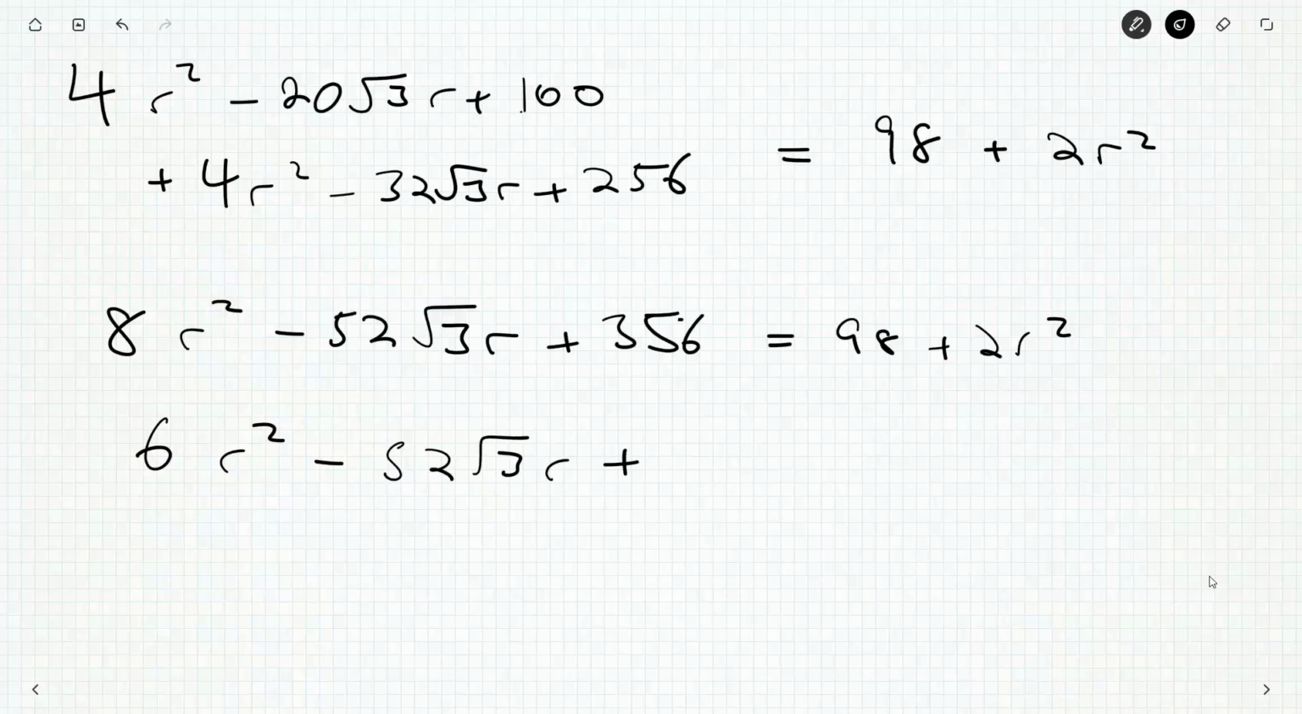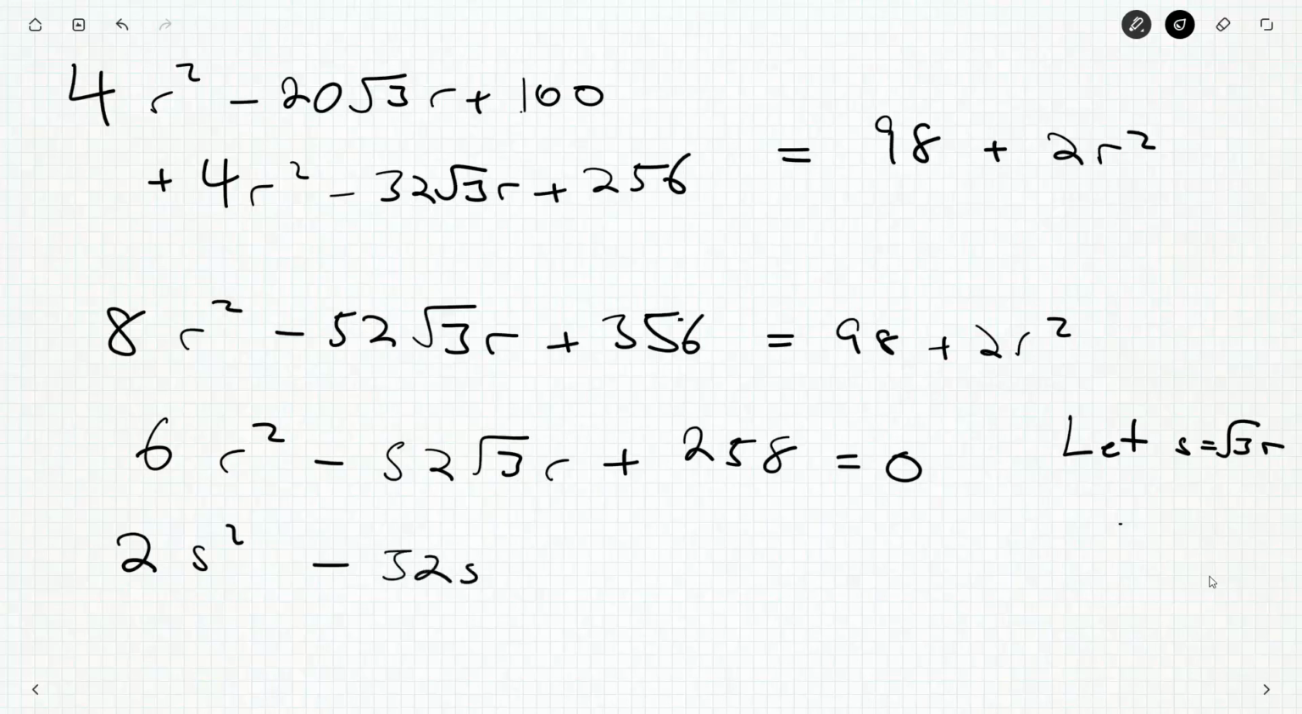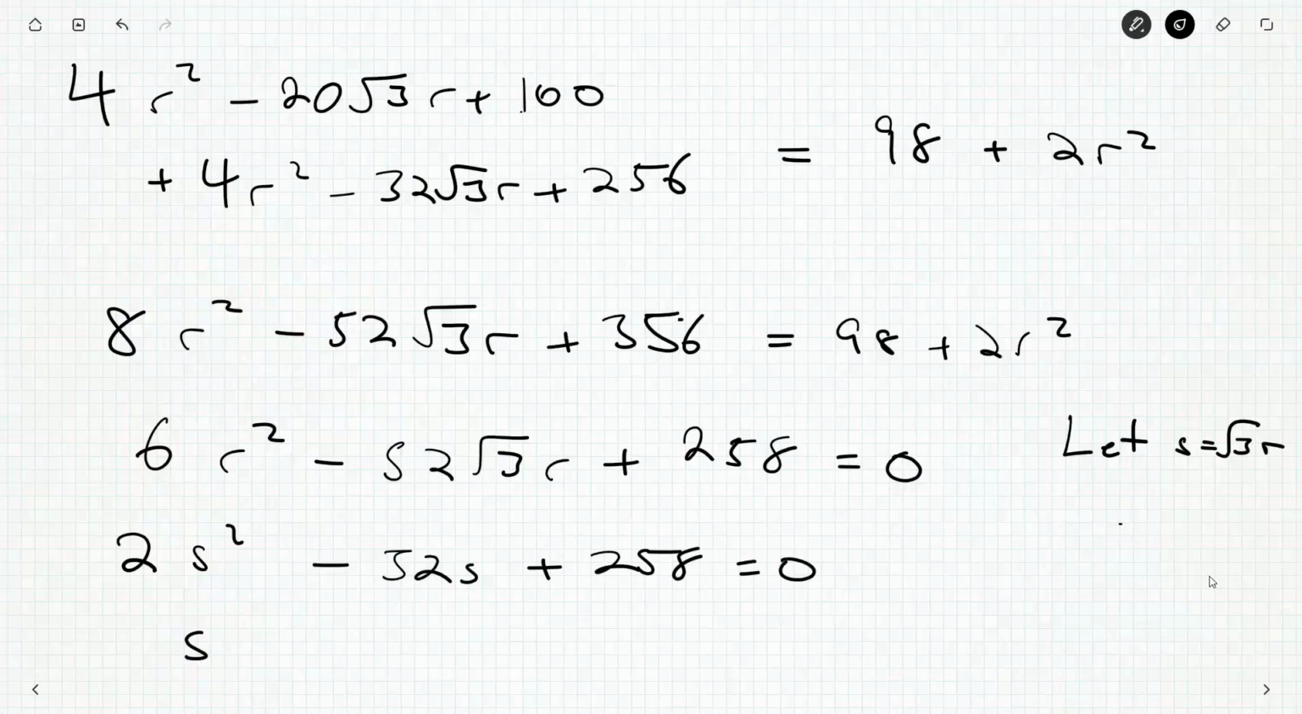So 356 minus 98 is 258. And that should be equal to 0. And now we'll get r, and from there we can get root 3r. In fact, if I let s equal root 3r, I have 2s squared minus 52s plus 258 is equal to 0. Divide by 2 on both sides. I will get s squared minus 26s plus whatever 258 divided by 2 is, 129.